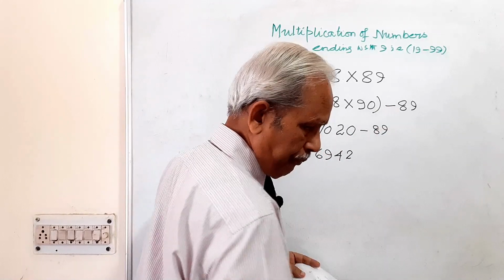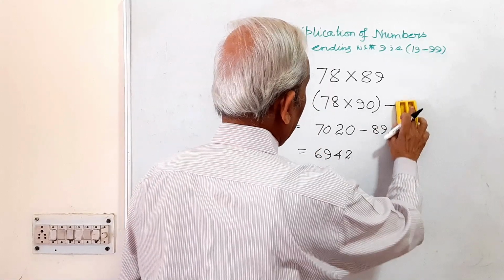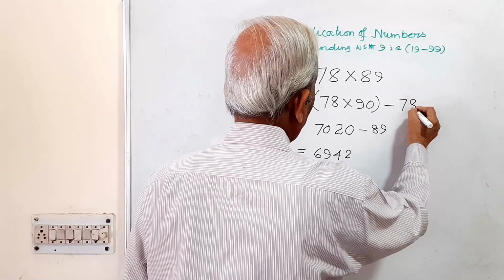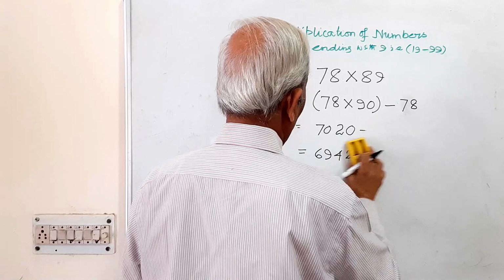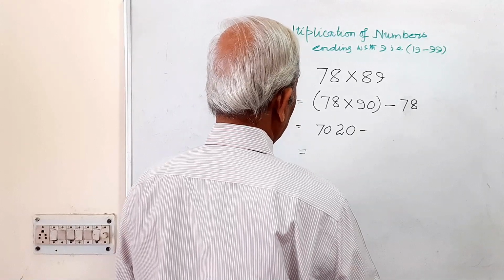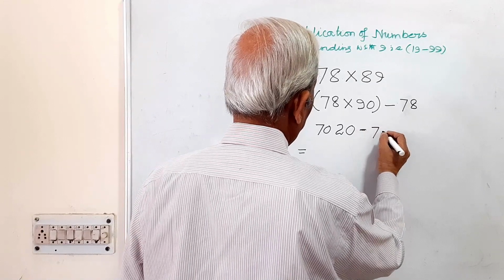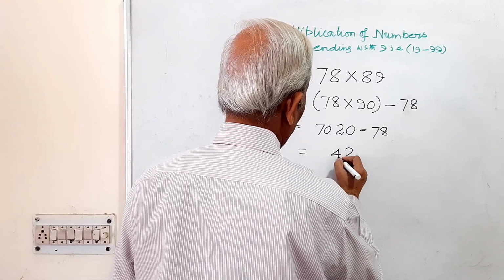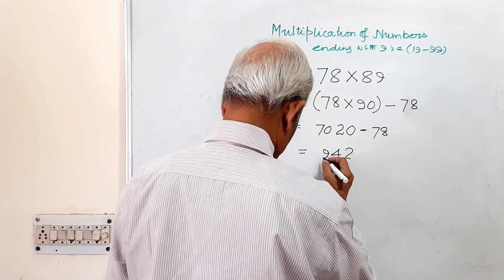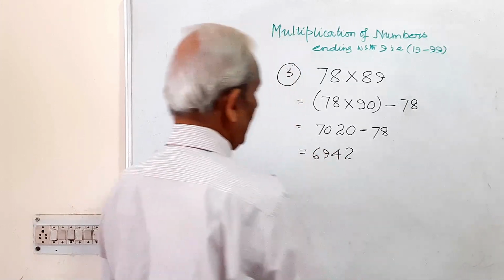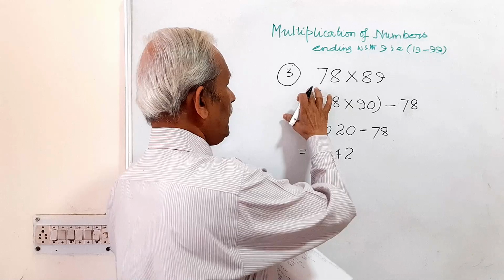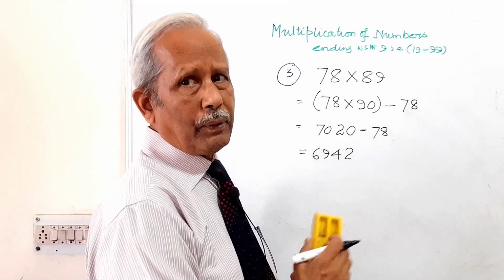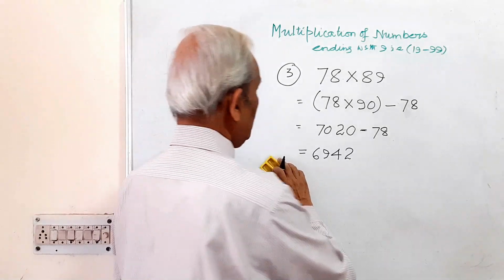Oh, I'm sorry. I've made a mistake here. We have to reduce it by 78. 7020 minus 78. 6942 is the answer. Right? 78 into 90 minus 78. So ultimately the answer is 6942. Quite simple. Only thing is the concept has to be very clear to you.